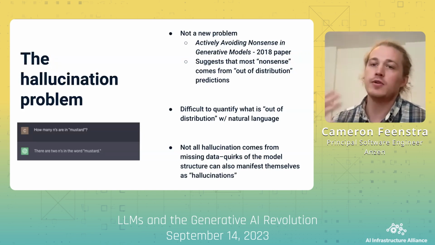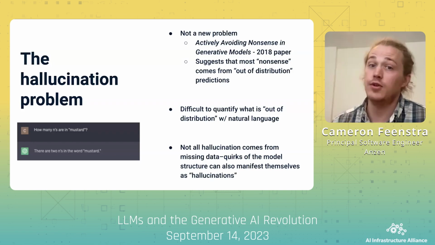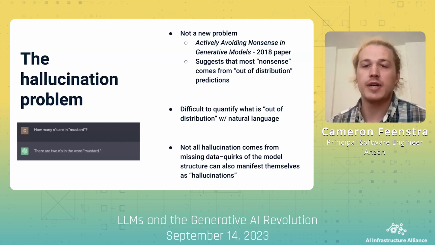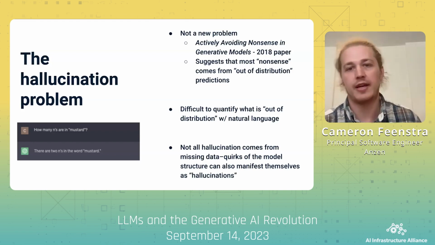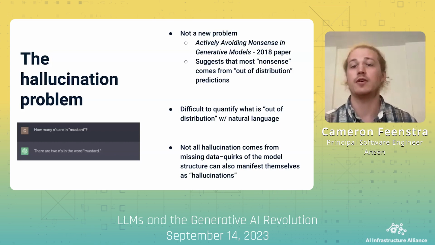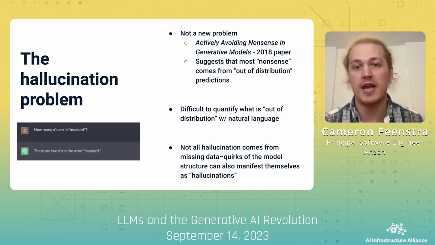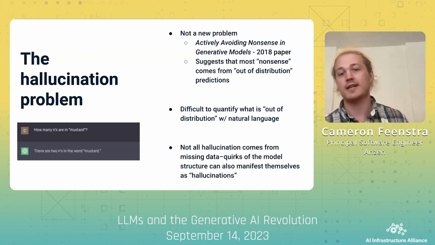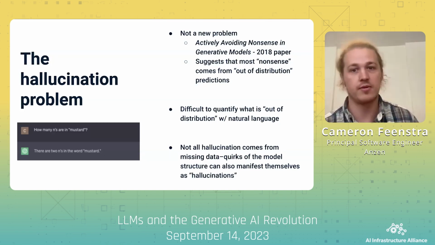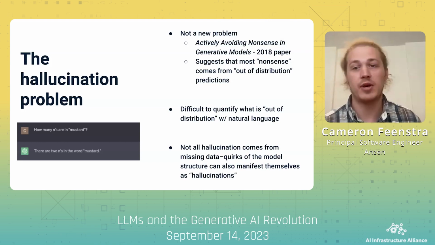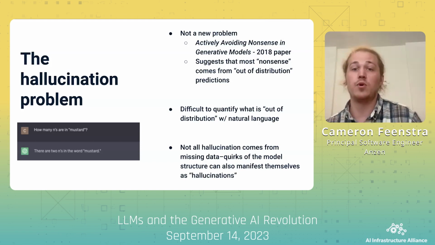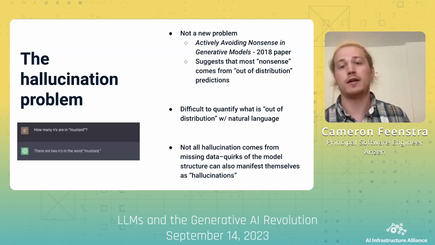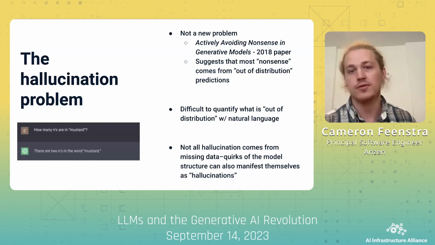Okay, so I'll just spend a second talking a little bit more about the hallucination problem itself. So it's important to understand this is not a new problem. Ultimately, we're hearing a lot about it because people have started applying models like ChatGPT to all sorts of new domains. But there's actually this paper from 2018, Actively Avoiding Nonsense in Generative Models, that talks about the exact same problem.